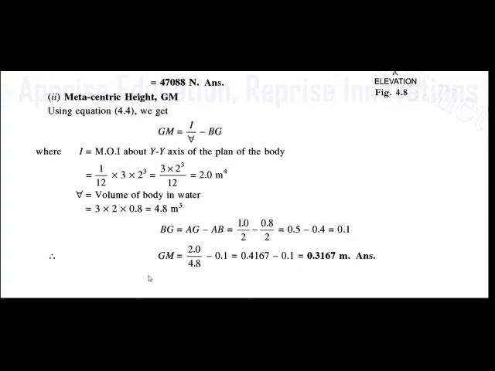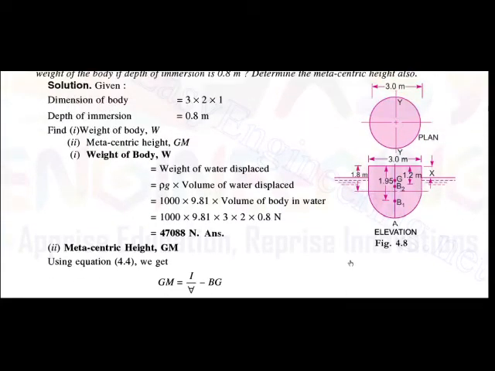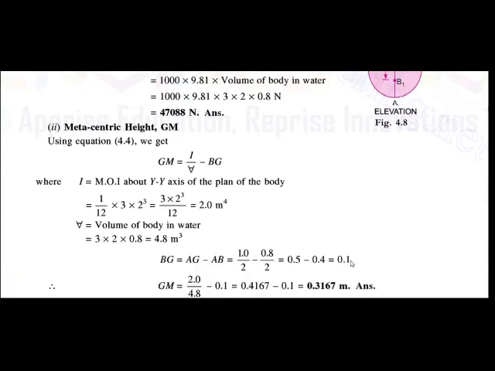Okay, then the GM is equal to what? GM is equal to I upon volume of the body submerged in the liquid minus the value of BG. So by putting this value, we get the value of GM as 0.3167 meter. Okay, now we will see another problem.